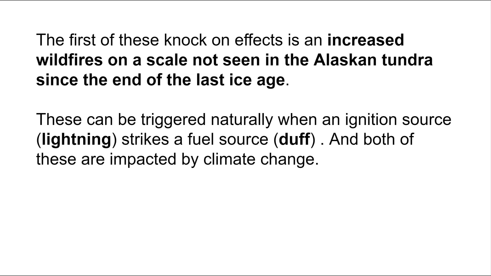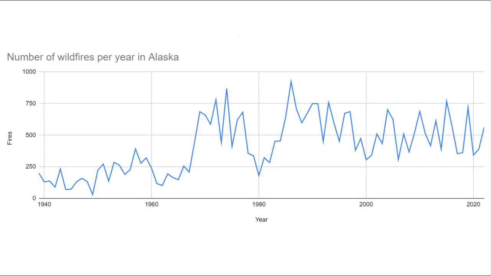Now, I hope you remember from when we looked at the soils in the tundra, the duff is the semi-decomposed organic matter that's just sitting on the top of the soil. If you get more lightning, and if the duff dries out, you're going to have more wildfires. And guess what? Spoilers, that's kind of what's been happening. Both of these are impacted by climate change.